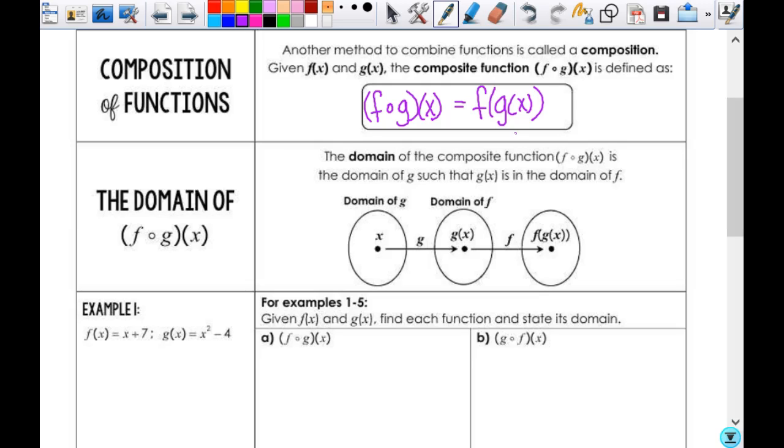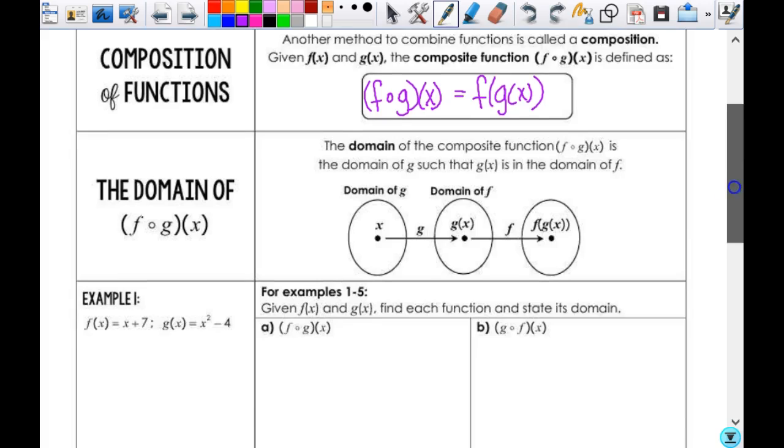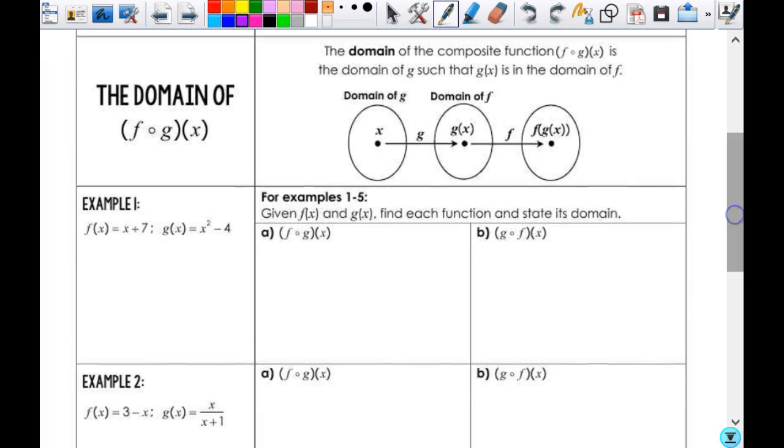So you can compose them all day long, but if you don't understand the domain and how that works, that's going to be a little bit of a problem. This wording can be kind of confusing, and you can really get lost in what it's trying to say. So let's break this down a little bit. It says the domain of the composite function f of g of x is the domain of g such that g of x is in the domain of f.